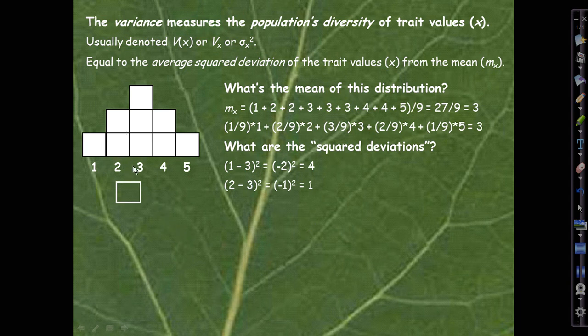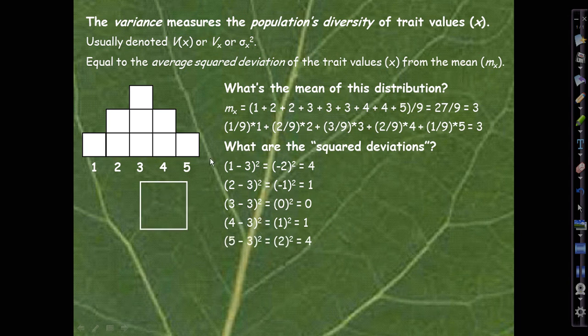Then the 2's contribute 1 squared unit of observation each, because they differ from the mean by 1. Minus 1 squared is 1, and so on. The ones in the middle, the most common ones, contribute nothing to the squared deviations because they're sitting on the mean. 3 minus 3 is zip, which squared is 0. Then 4 minus 3 is 1 squared for 1, and the 5 then contributes 2 squared again for 4. Okay, so the squared deviations are 4, 1, 0, 1, and 4.